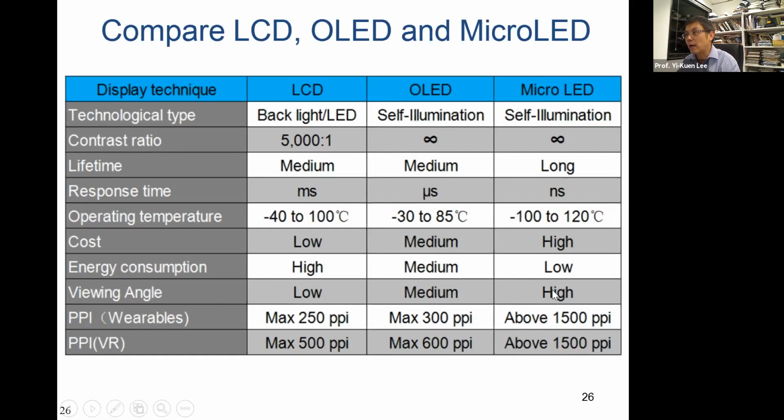So that's why so many big companies really put a lot of money on this micro LED. Again, you see VR, the virtual reality goggle, and AR, right? We also have the AR devices. Most likely people will use this kind of micro LED for this kind of mobile devices.